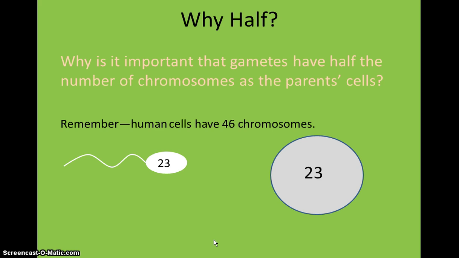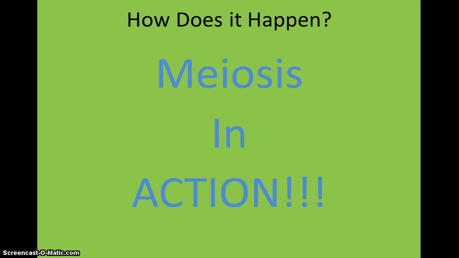So remember, human cells have 46 chromosomes. So you see our sperm cell has 23 chromosomes, and the egg cell has 23 chromosomes. When they combine, that makes a cell that has 46, the normal number. It's exactly what we want. So how does this happen?